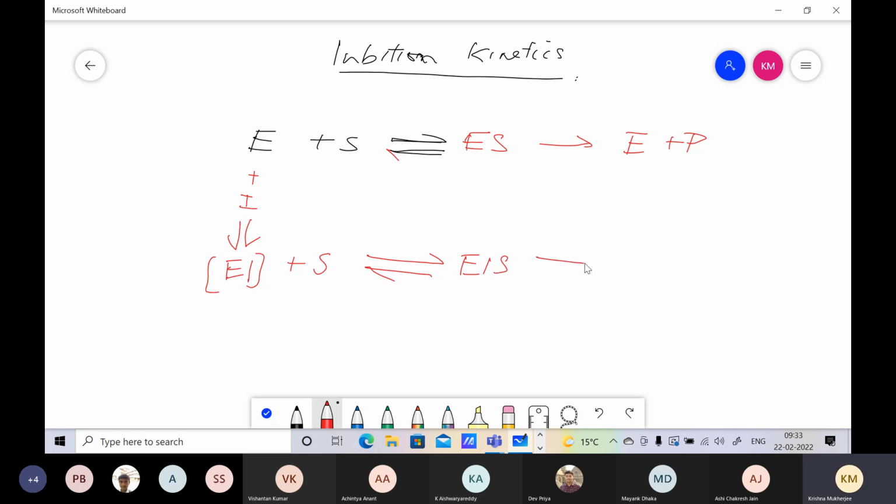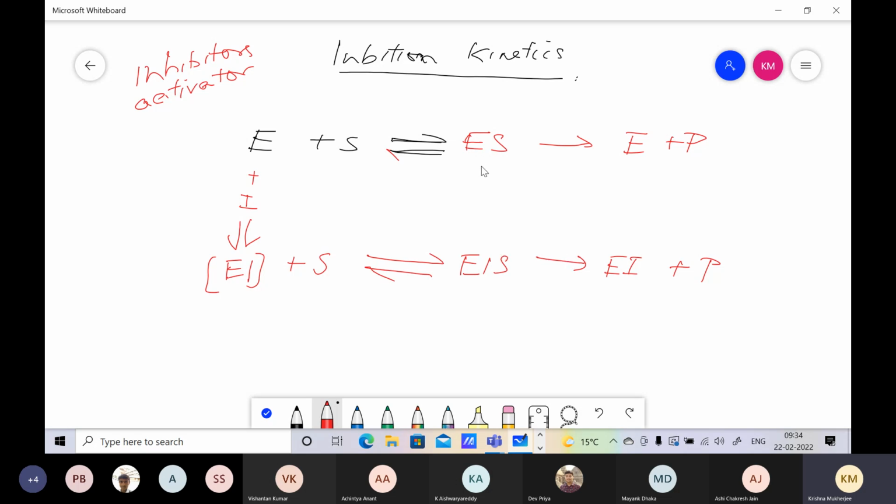And EIS may well then go to EI plus P, maybe slower, because you can have inhibitors which slow down the reaction, but you can also have activators. Maybe EI is an activator which speeds up the reaction. So it is not just inhibitors that we are talking about. In a most general model, we can have inhibitors as well as activators. If I is an activator, it brings the enzyme to an enhanced state, binding with S is far better, makes EIS complex, which generates EI plus P, and then this cycles again.